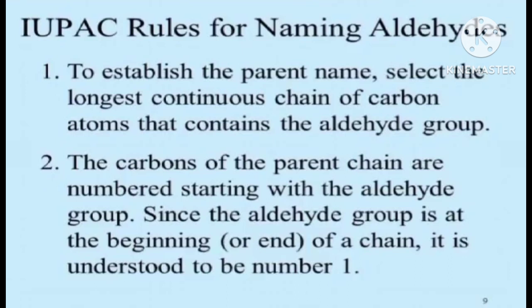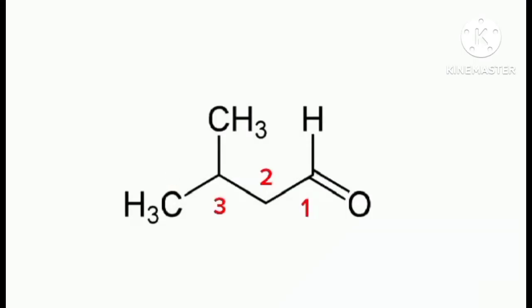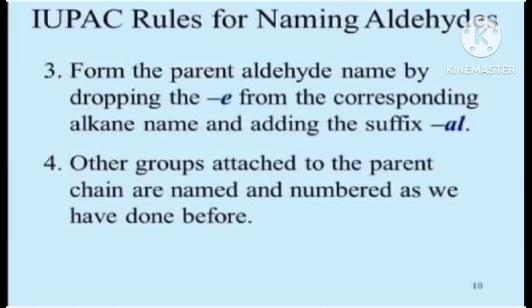Second, the carbons of the parent chain are numbered starting with the aldehyde group. Since the aldehyde group is at the beginning or end of a chain, it is understood to be 1. Example. Third, form the parent aldehyde name by dropping the E from the corresponding alkane name and adding the suffix -al. And last, other groups attached to the parent chain are named and numbered as we have done before.